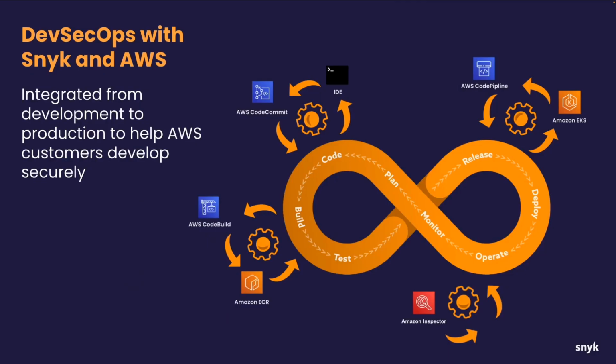And Snyk is also deeply integrated with AWS. To name a few, we have the first-party integration into AWS CodePipeline. We integrate with Amazon ECR, your container registry, with Amazon EKS, your runtime platform. And we're also in Amazon Inspector, where the Snyk vulnerability database is the source of truth, or one of them.